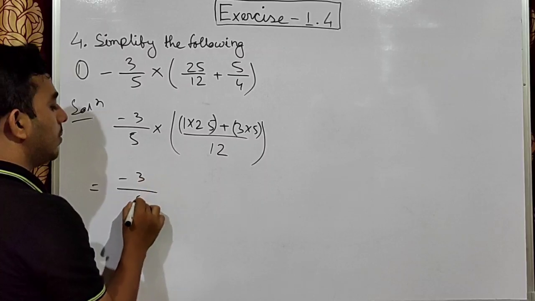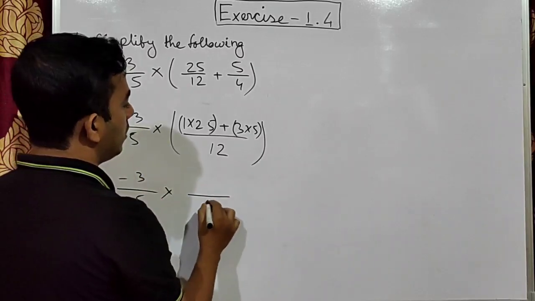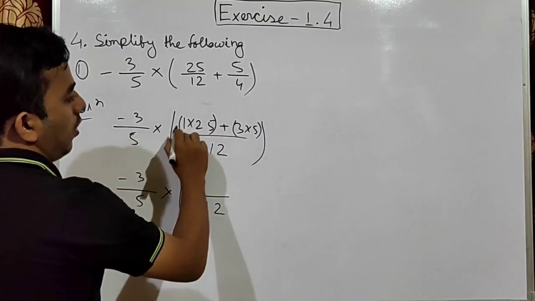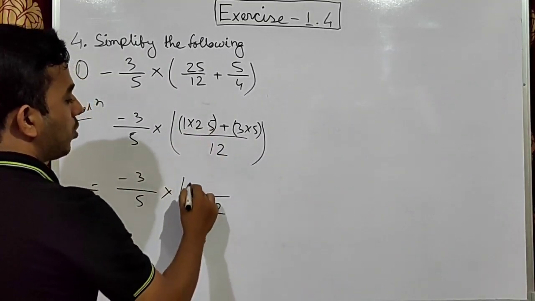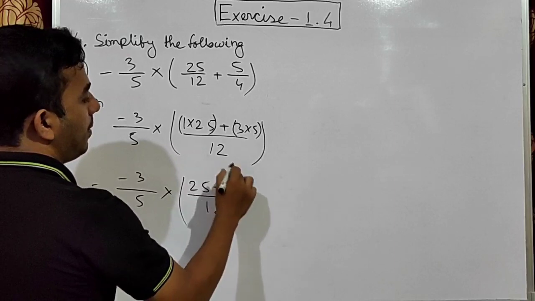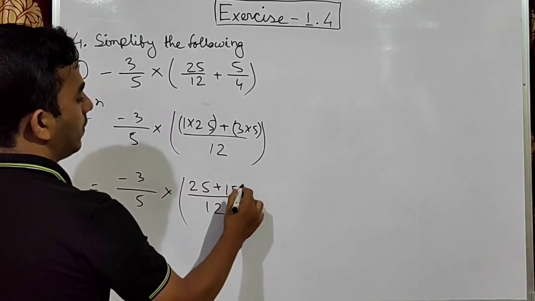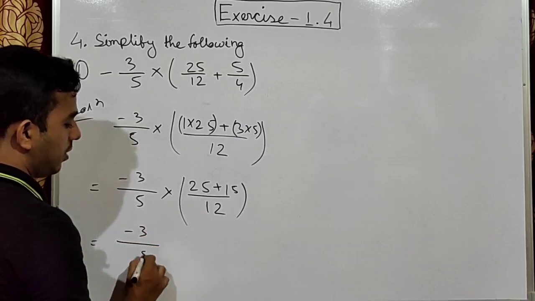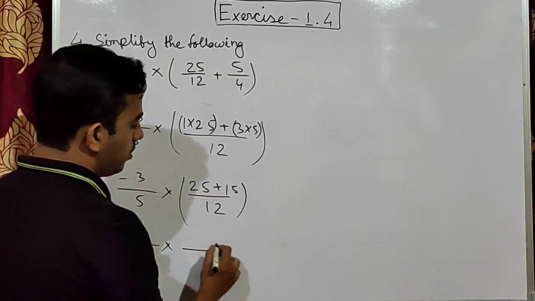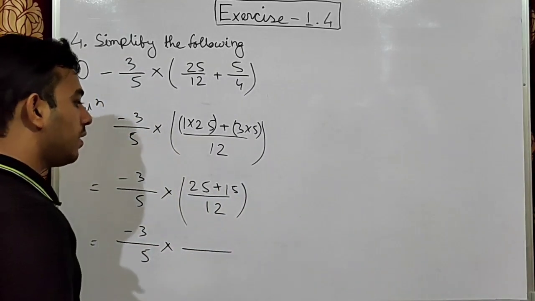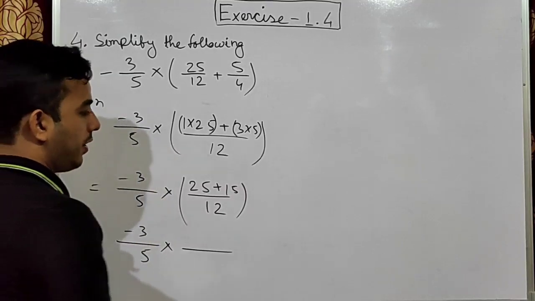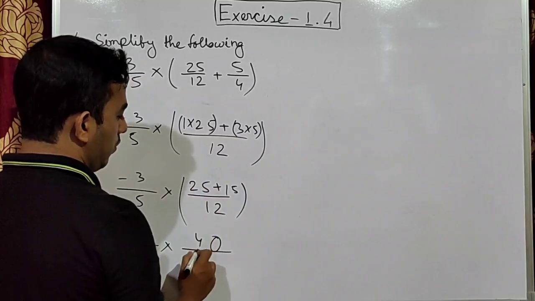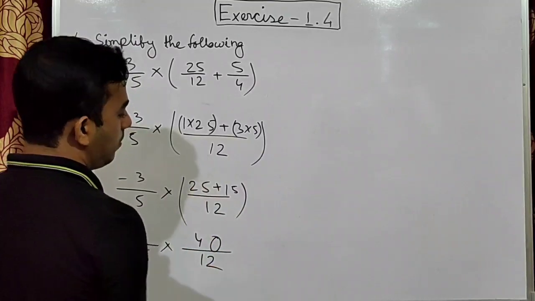So it will be minus 3 by 5 into, look, 1 into 25 is 25, plus 5 into 3 is how much? 15. So it will be minus 3 by 5 into 25 plus 15 is how much? 40 by 12, right?